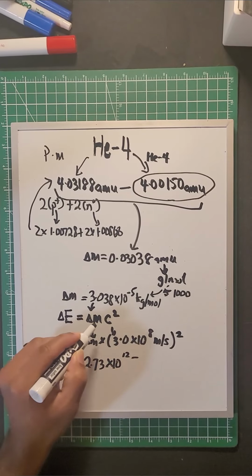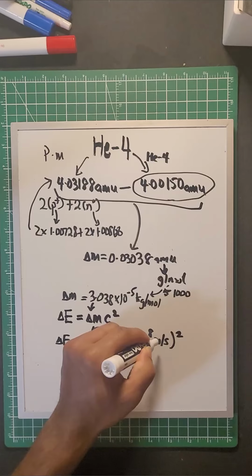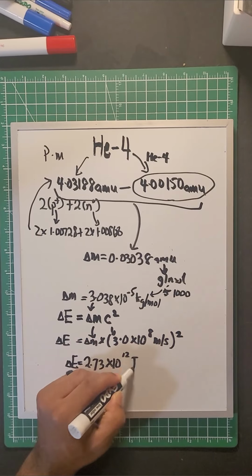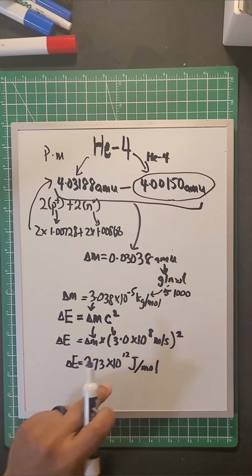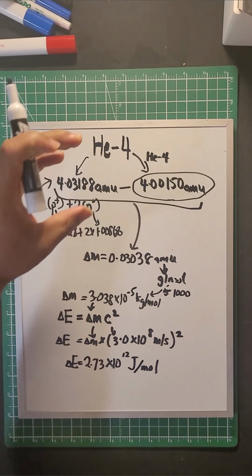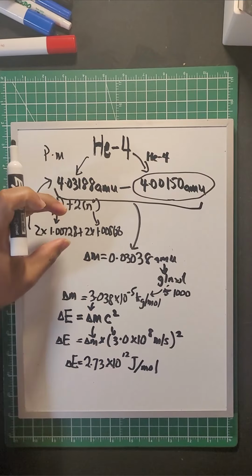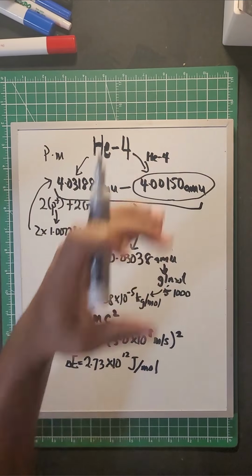In this case, because we have kilograms, meters squared, seconds squared, it is going to be in joules per mole. And so this here is the amount of energy that is required to hold the nucleus of helium-4 together.